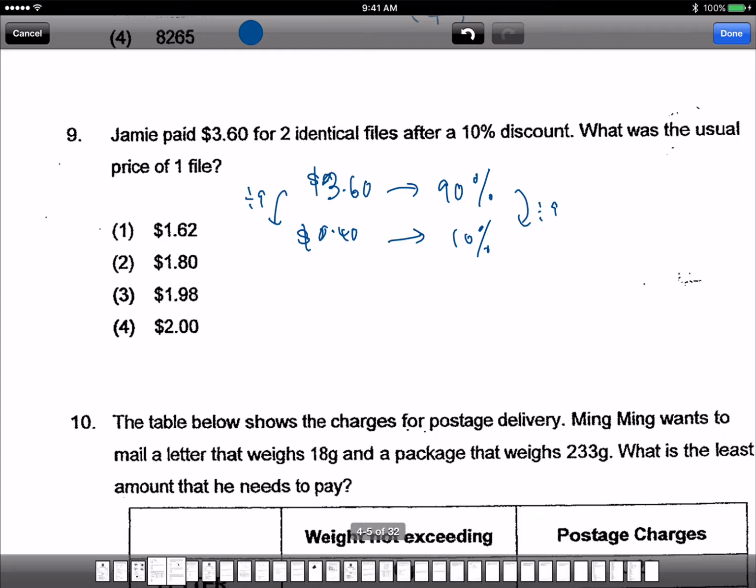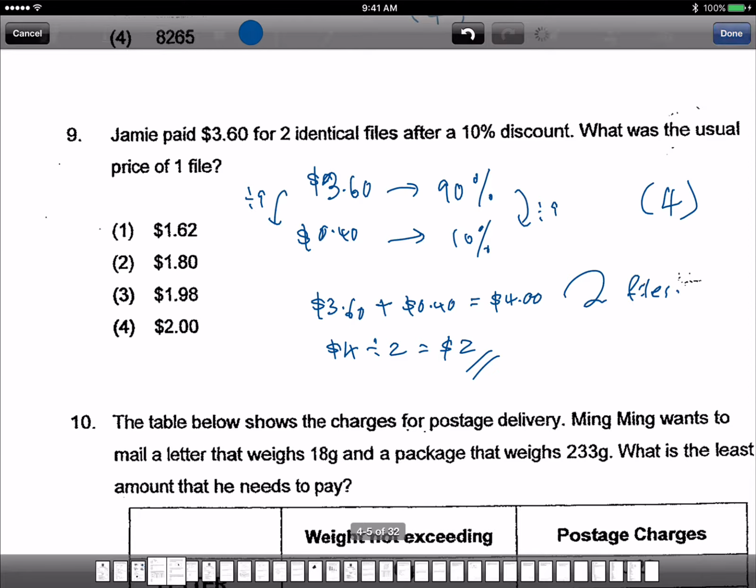is 40 cents. So what is the usual price of one file? If I take 360 plus 40 cents, it equals $4. That's the original price of 2 files. So to find one file, I take $4 divided by 2, which equals $2. Okay, so the answer is 4. Next.